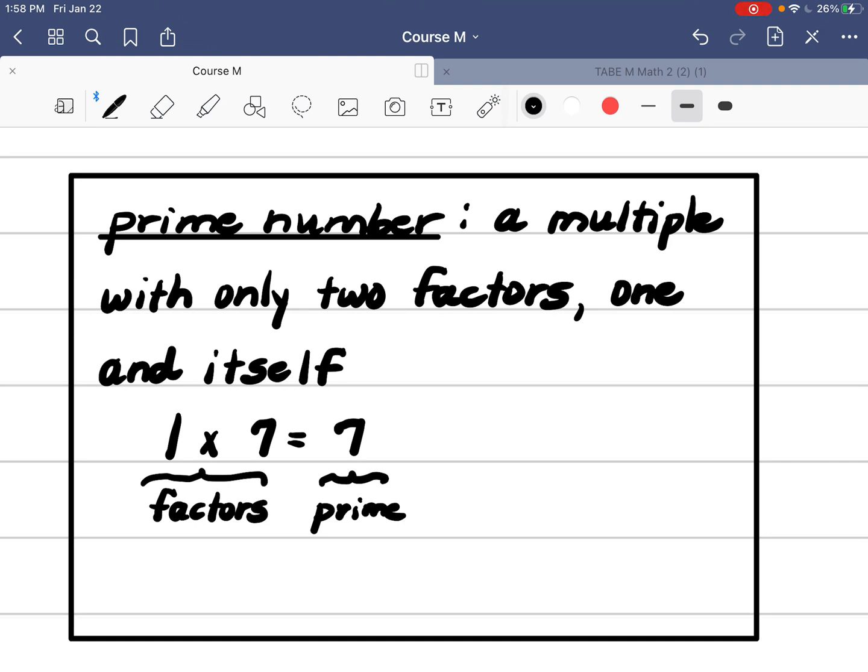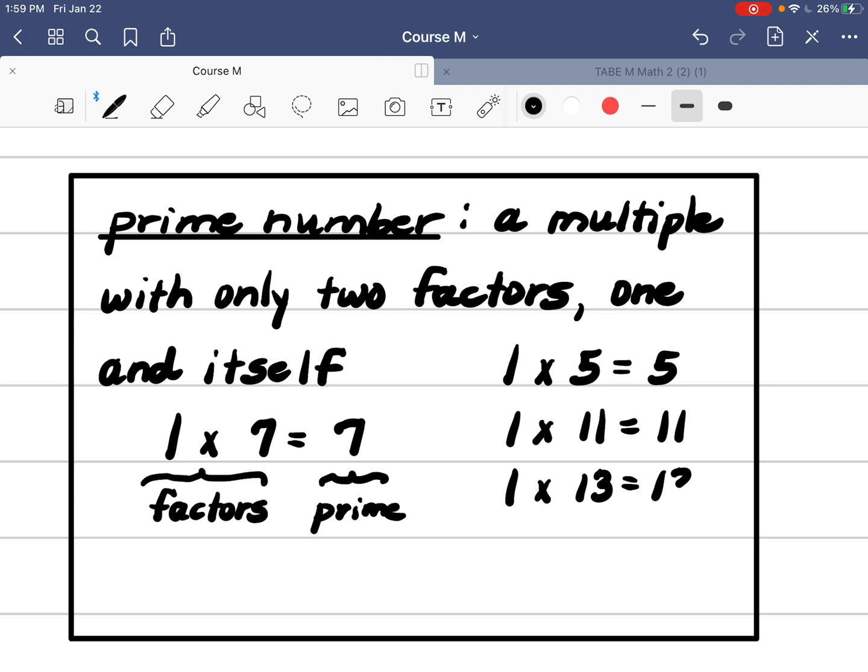5 is another example. 1 times 5 is 5, and there is no other way to get a 5 with multiplication than that. 11. 1 times 11 is 11. There's no other way to multiply to get an 11. 13. 1 times 13 is 13. There is no other way to get a 13 than those two factors. So 7, 5, 11, and 13 are prime numbers.